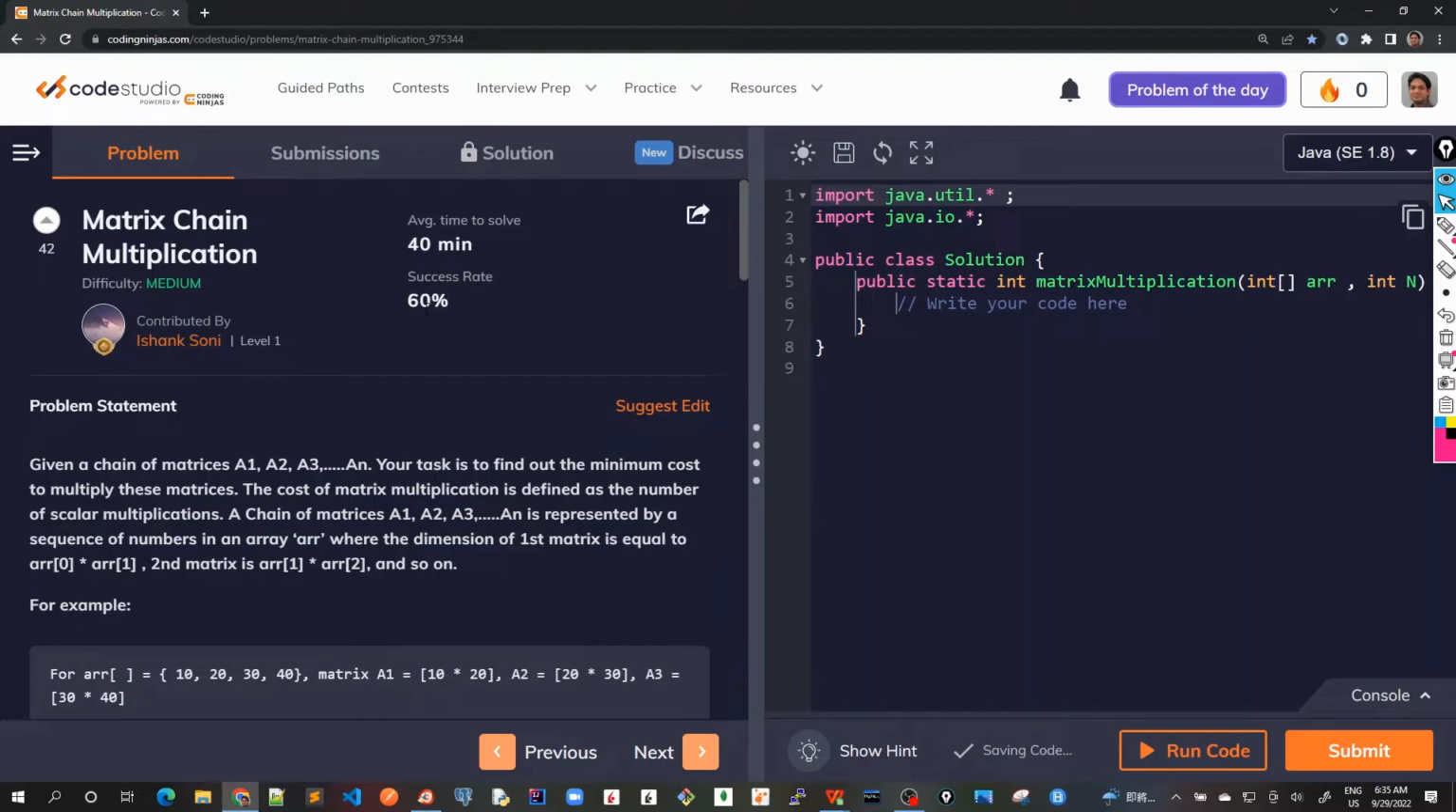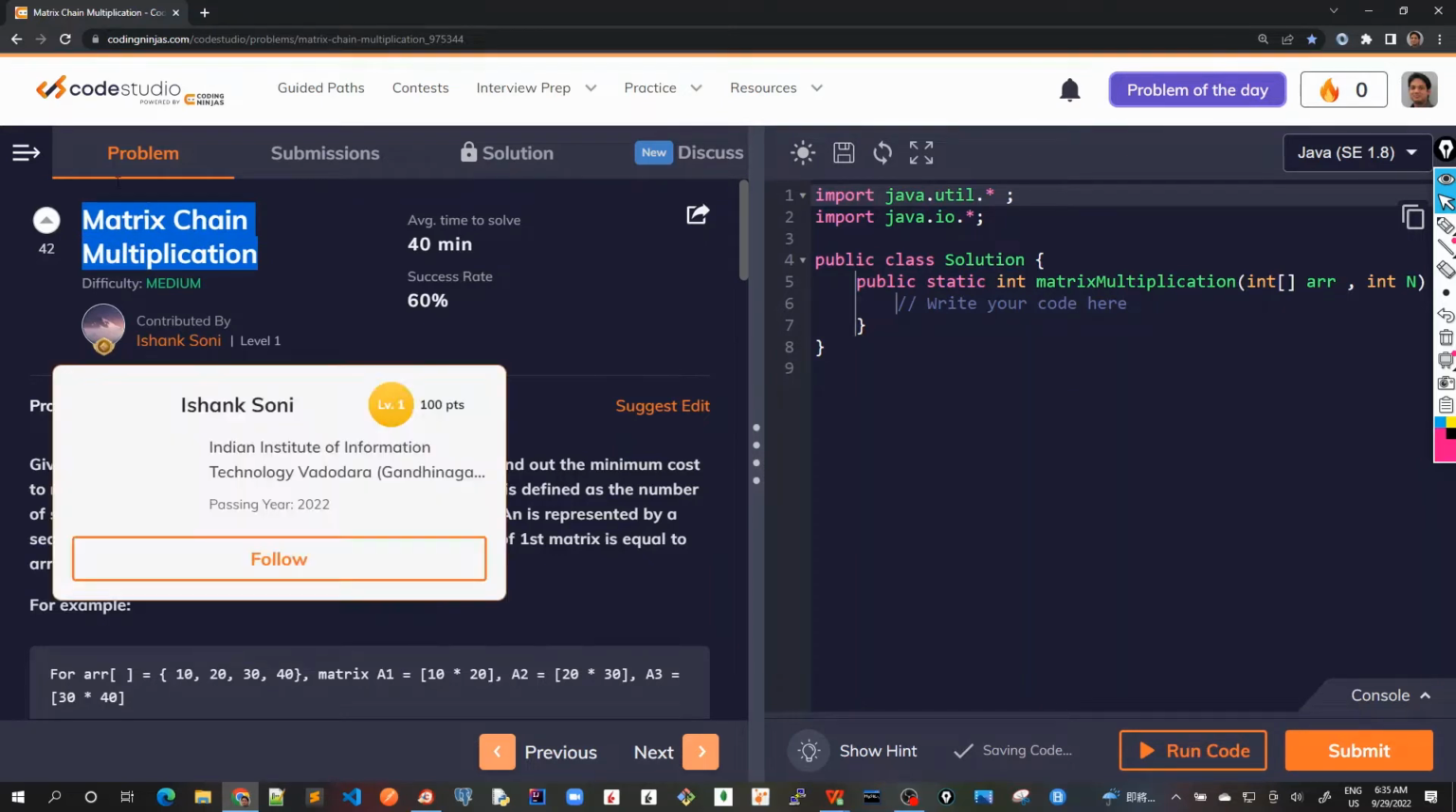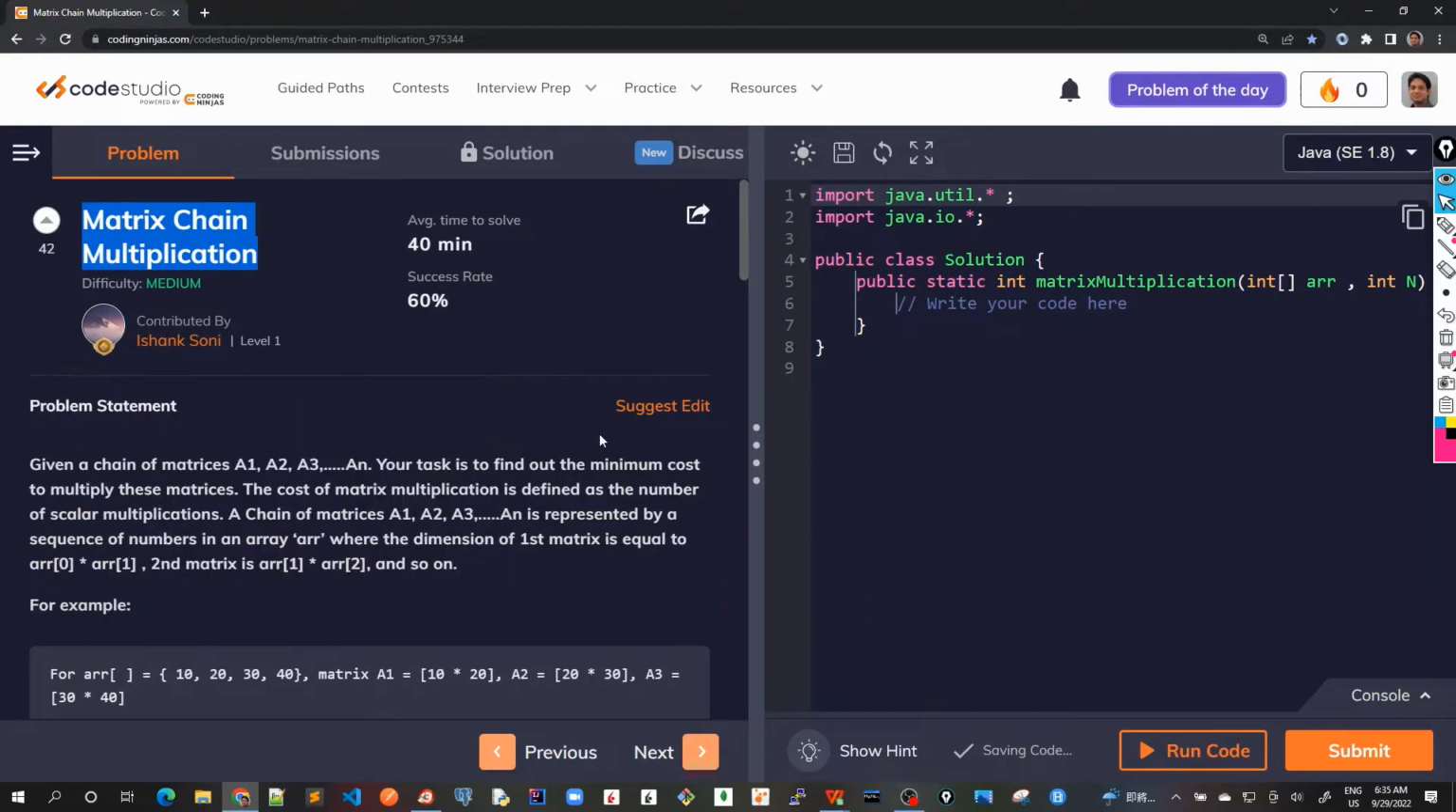Hello friends, today we will solve the 15th problem of this tutorial series on dynamic programming, which is matrix chain multiplication. And we will solve this problem in Coding Ninjas. But before we start to understand the problem statement, let's do a quick refresher on what is a matrix and what is the meaning of matrix multiplication.